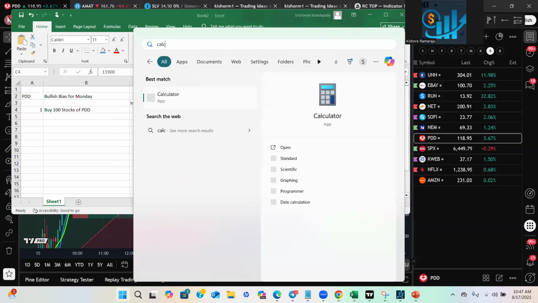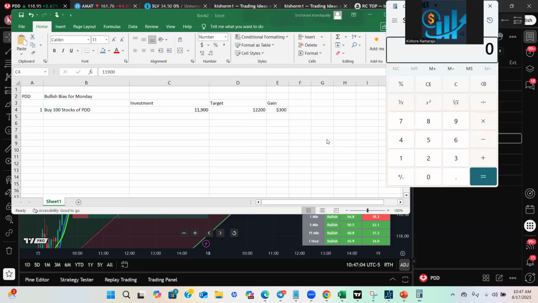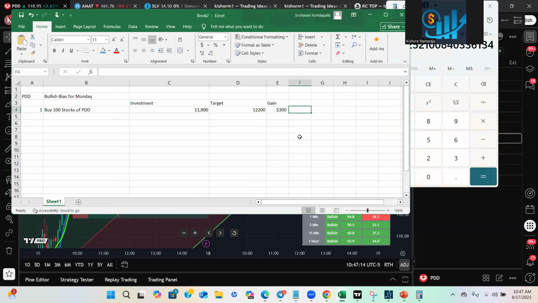So approximately it is 0.25% return of investment. So your risk is low because there is no expiry date or anything, right? Whether it happens on Monday or Tuesday, Wednesday, or even next week, if it goes up, you will make profit.